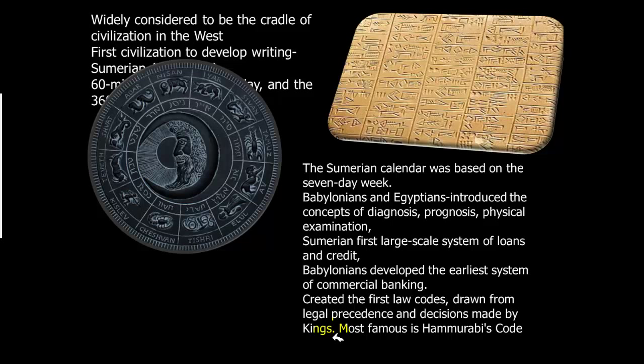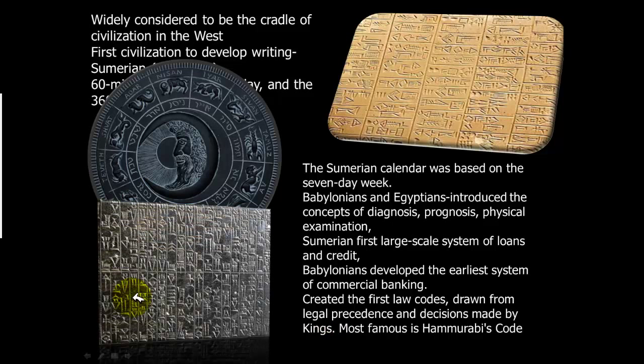The most famous is Hammurabi's code, which is represented in this picture. This illustration at the bottom is one of the early codes of laws called Hammurabi's code. It's probably the most famous early code of law. So Hammurabi's code was developed during the Mesopotamian culture hearth.